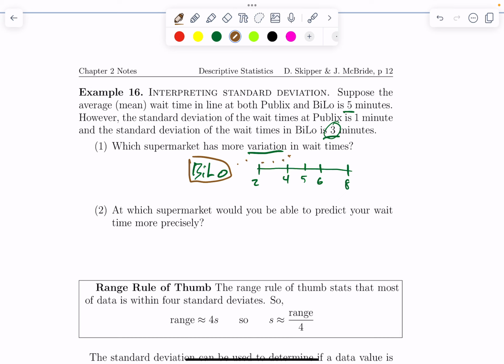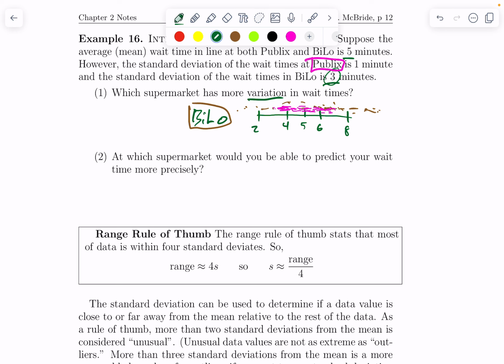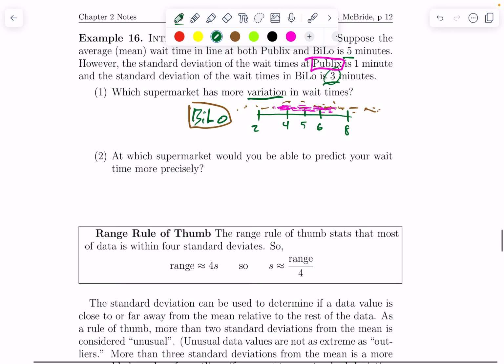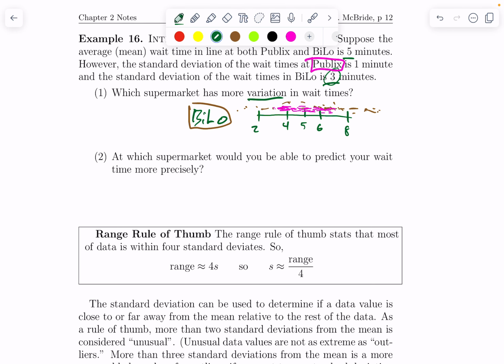At which supermarket would you be able to predict your wait time more precisely? Yes, very good. Well, that would be Publix, and that's because the variation is less. 5 is a better approximation most of the time in Publix than it would be for BI-LO.